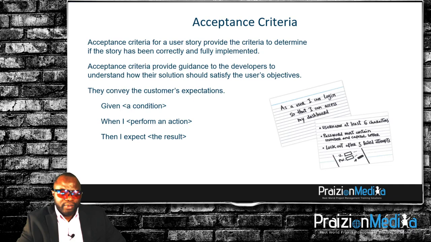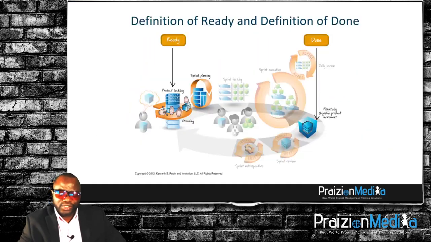It's not the only one, but the idea is when you get a user story, you want to get to a point where that user story is actually ready to go into the sprint. So we have something called the definition of ready and the definition of done. The definition of ready is pretty much along the lines of the INVEST acronym.